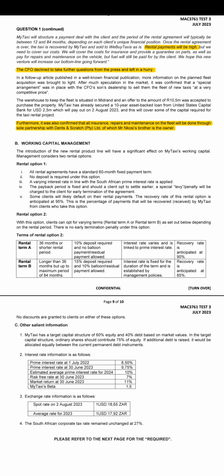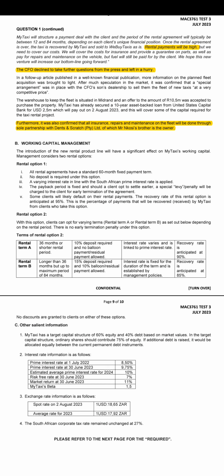Okay, and some clients will likely default on their payments, which is expected. We are expecting that to happen, and the recovery rate of this rental option is anticipated to be 95%, which is quite high. This percentage of payments will be recovered or achieved by the company from the clients that do opt for this option. Okay.